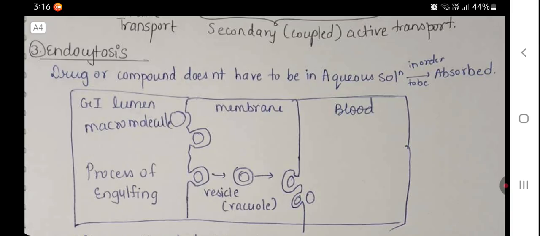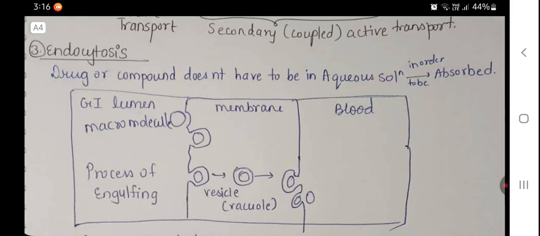Drug or compound does not have to be in aqueous solution in order to get absorbed. In the GI lumen, the process of engulfing of the macromolecule happens.